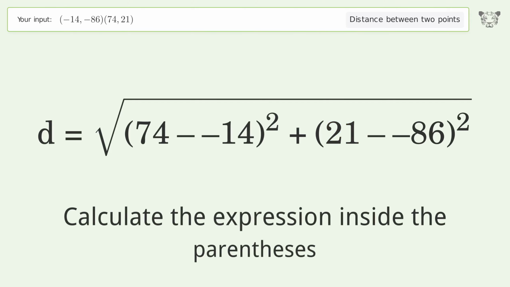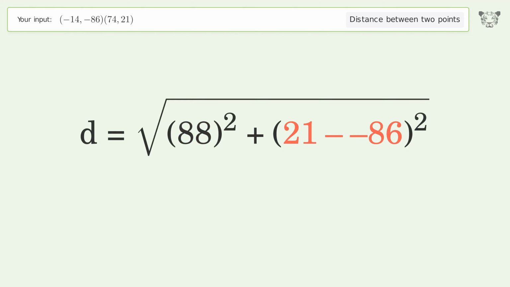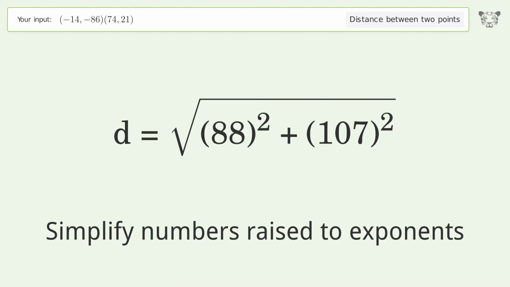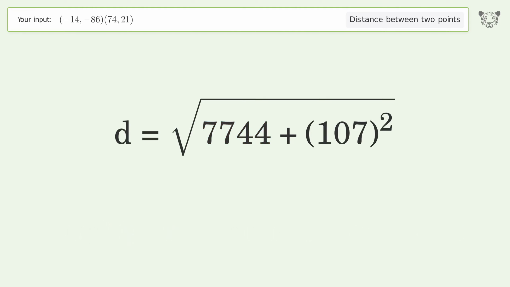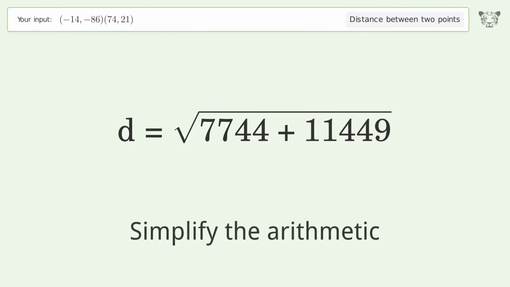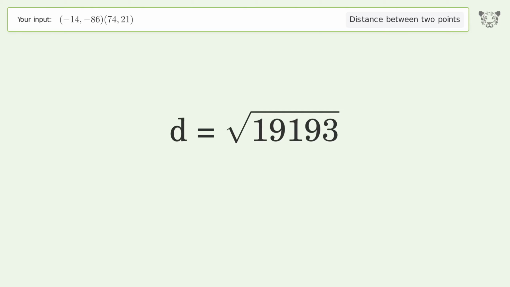Calculate the expression inside the parentheses. Simplify numbers raised to exponents. Simplify the arithmetic. And so the distance between the 2 points is the square root of 19,193, or 138.539.